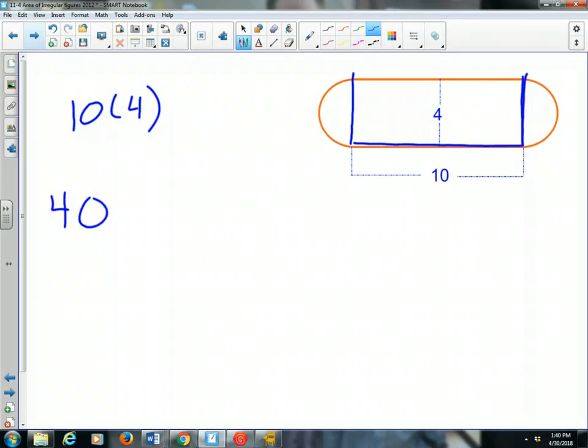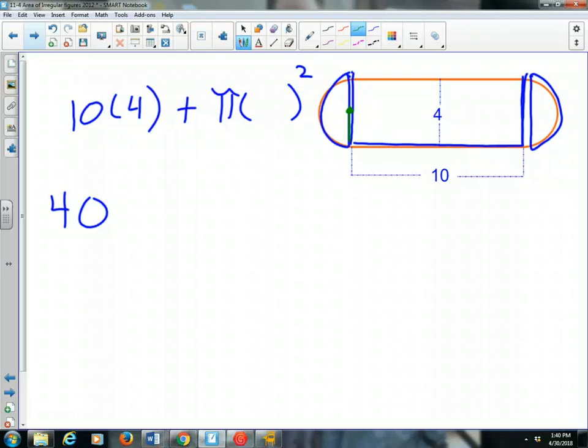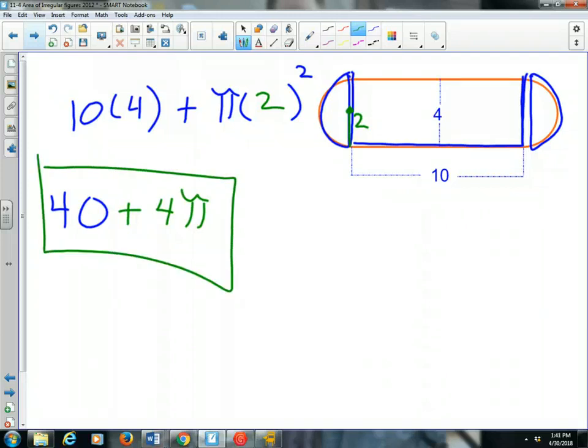And then what is a half circle plus a half circle? A whole circle, right? So then we could add the area of a circle, pi r squared. Again, just like the last one, the diameter is 4, so that means the radius is 2. So we have 40 square units for the middle rectangle, and then the 2 half circles is 4 pi. 40 plus 4 pi, we always should label square units.